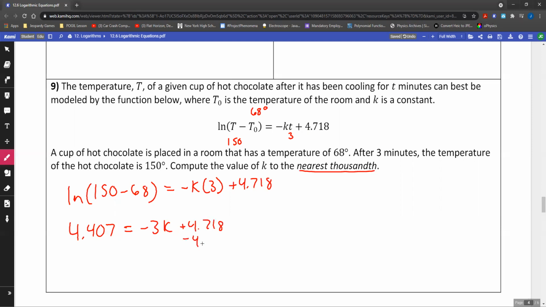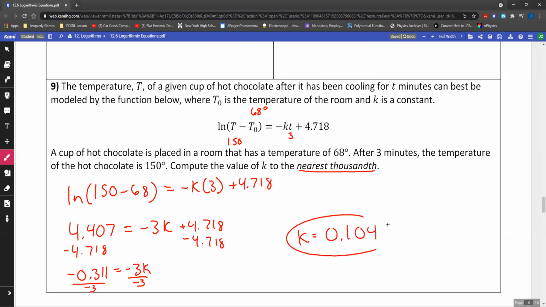I'm going to subtract both sides by 4.718. So when I do 4.407 minus 4.718, I end up getting negative 0.311 equals negative 3k. Divide both sides by negative 3. And I end up getting that k is equal to 0.104, rounding to the nearest thousandth. All right, and that's pretty much it.